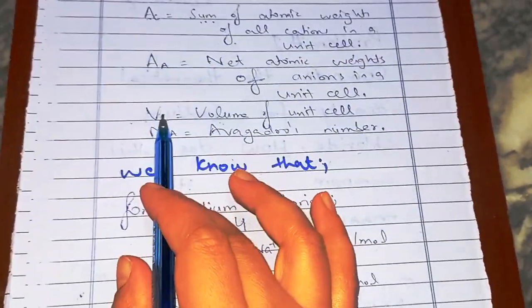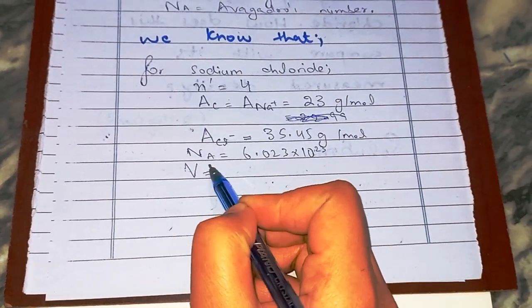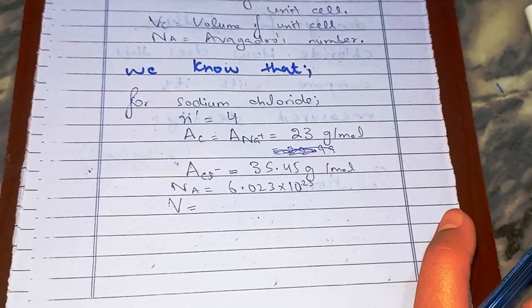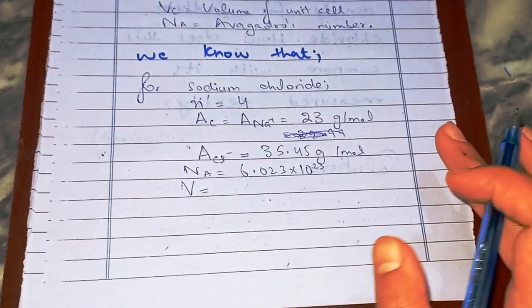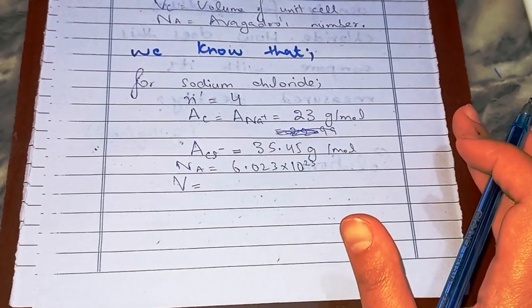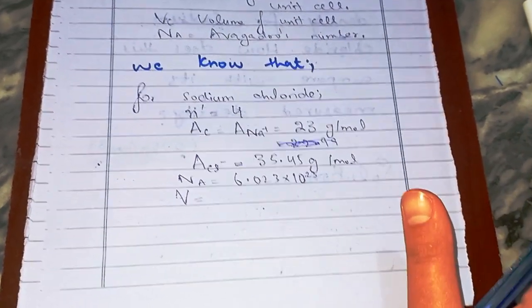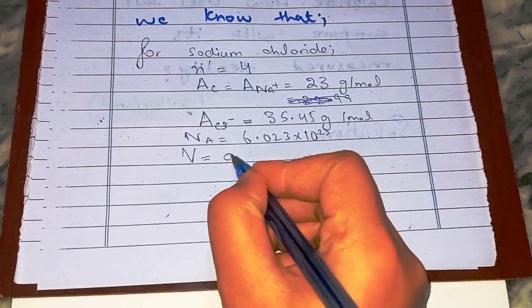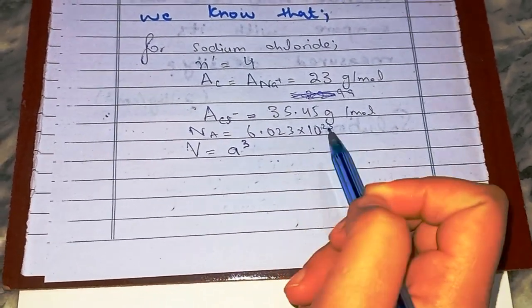All right, next we have the volume of the unit cell. We know that the crystal structure of NaCl is FCC cubic. In NaCl, Na separately makes an FCC structure, and chloride ions also make an FCC structure. So they resemble a cubic structure, so their volume is also equal to a to the power 3.